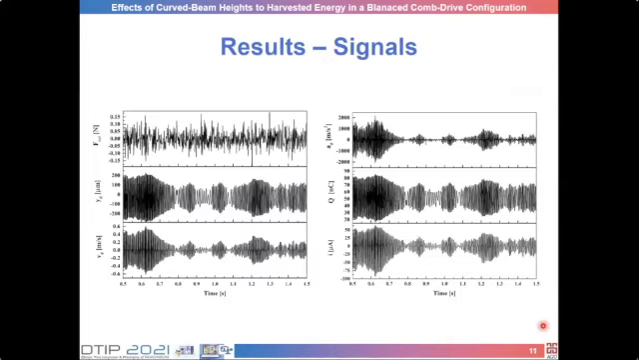Here is an example of signals, not the averaged one, just one signal. The first one is the external force. The second is the displacement of the structure, velocity, and acceleration. This is the charge in one comb drive, and this is the current that was delivered to the load.